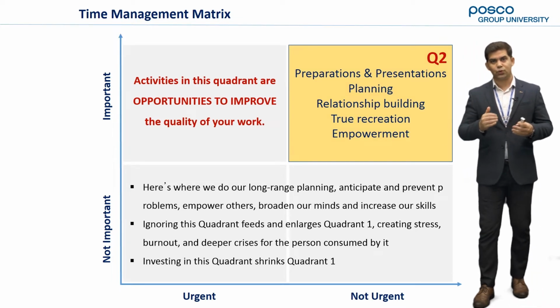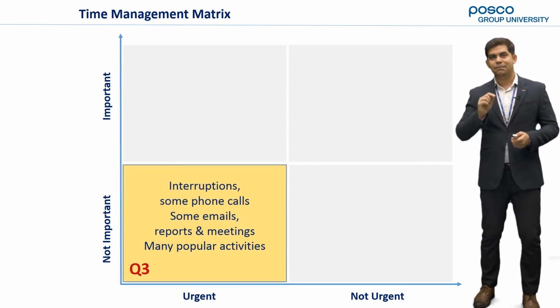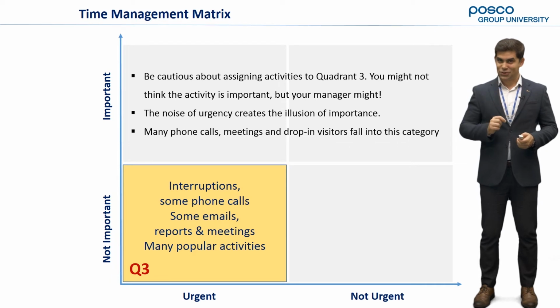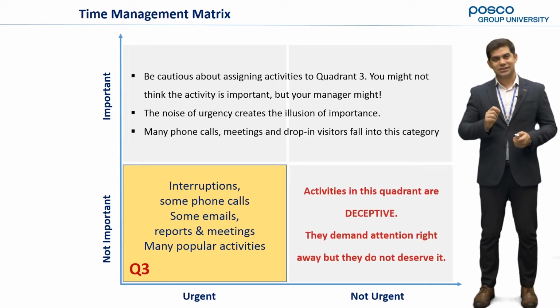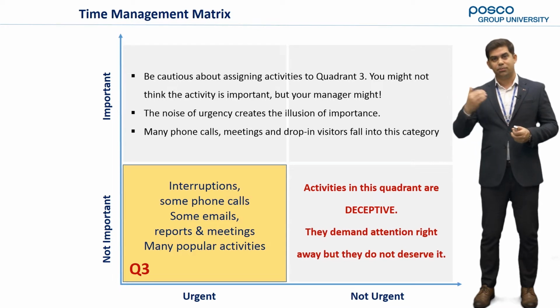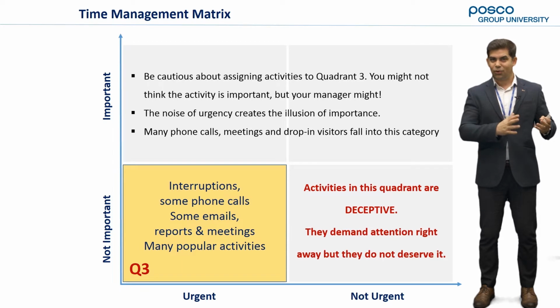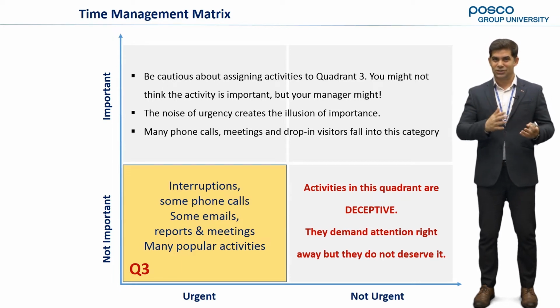Moving from Quadrant 2 to Quadrant 3. Now, this quadrant is not important but urgent. And I know what you're thinking. We come across this situation pretty much a lot of times. When you're working on a report and your boss calls you all of a sudden, you have no choice. No matter how important work you are doing, the work that you got from your manager or boss is not important, but it is urgent.